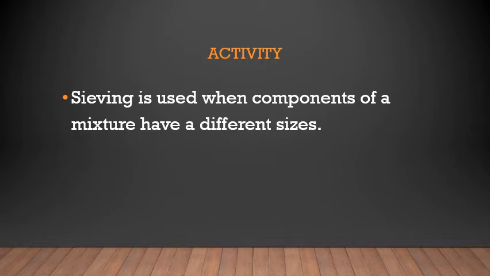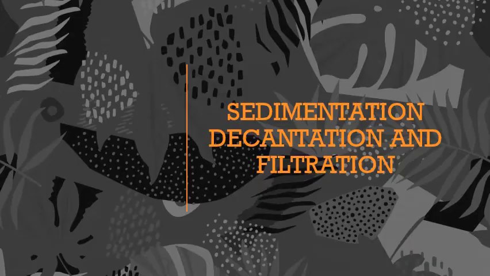Can we separate the flour and powdered chalk by sieving? Now this mixture, if you put it on the sieve and try to sieve it, do you think you can separate the flour and the chalk powder? No. Sieving is used when components of a mixture have different sizes. Sizes are important in the sieving method because separation is easier. Separation depends upon the sizes of the components of the mixture. So next we are going to learn sedimentation, decantation and filtration.